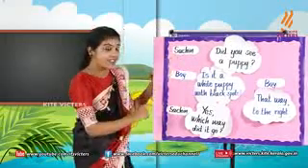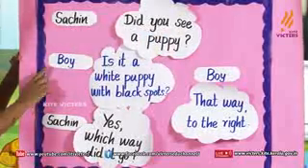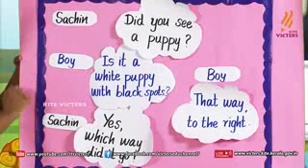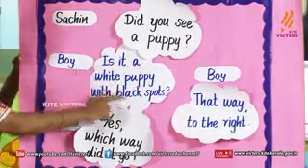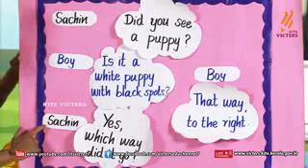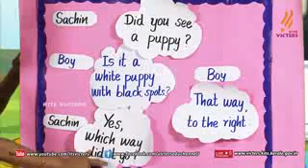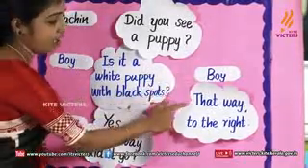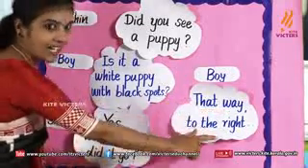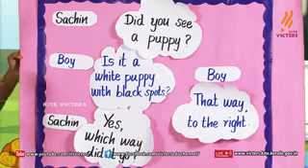Sachin asked, did you see a puppy? Boy, is it a white puppy with black spots? Sachin, yes. Which way did it go? Boy, that way to the right. My dear sweeties, read it again.